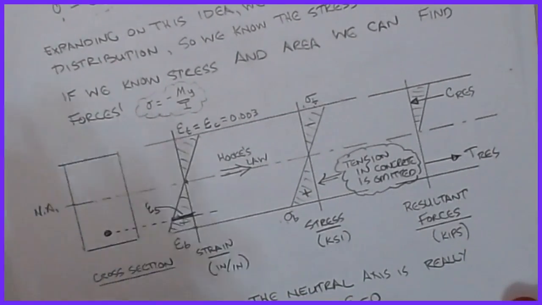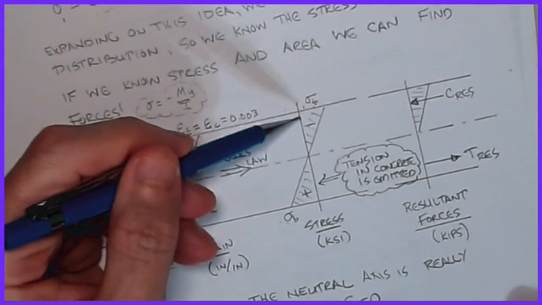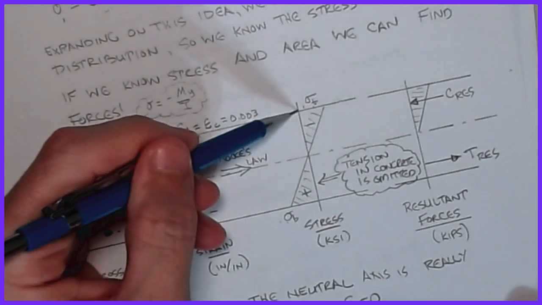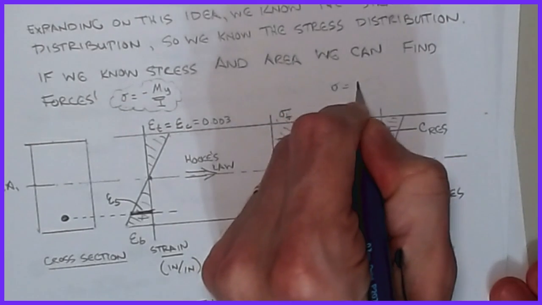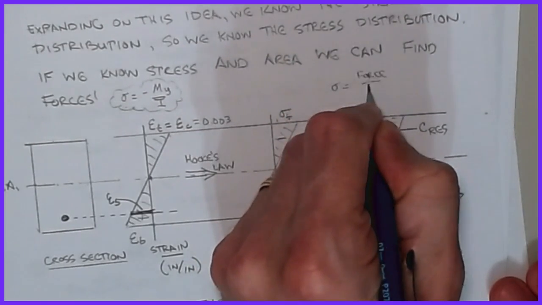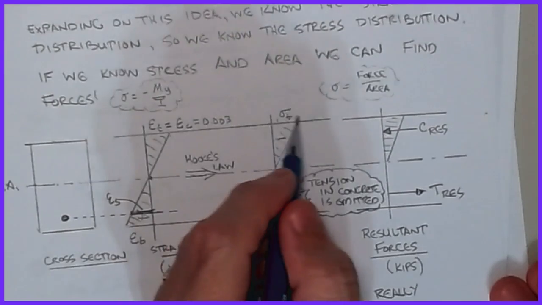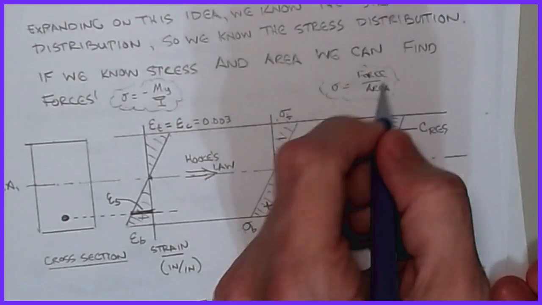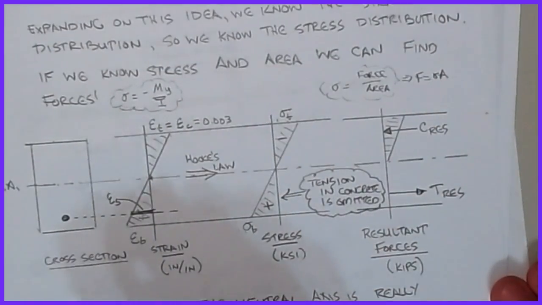Actually, I need to show you one more thing. Here's my strain diagram, here's my stress diagram, and if I know my stress diagram and I know that it has a constant width of b, then I should be able to turn this stress into a force. Because we know that in general, sigma is equal to force over area. So if I can find the area, or in this case, the volume of that pressure diagram, then I should be able to turn that into a force by simply rearranging and saying that F is equal to sigma times A. And that will be the basis of what we're doing.